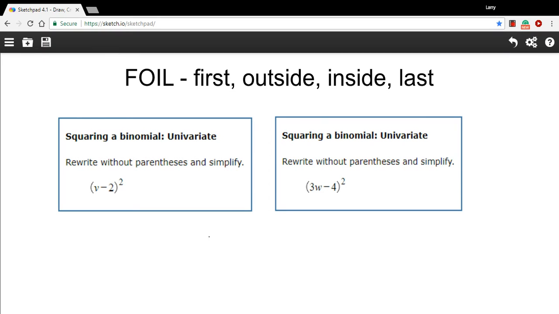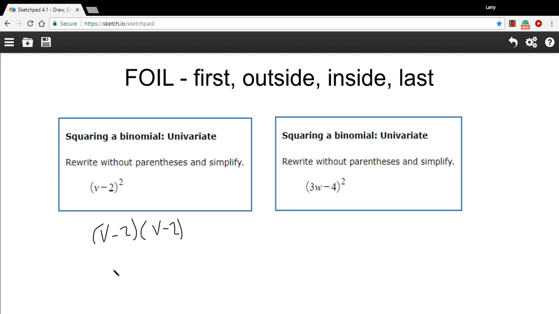In these problems, we are squaring binomials. And really, when you square something, you multiply it by itself. So you can just rewrite these problems as the binomial multiplied by itself, and then just go ahead and use this FOIL method that you've been using on other binomial multiplication.